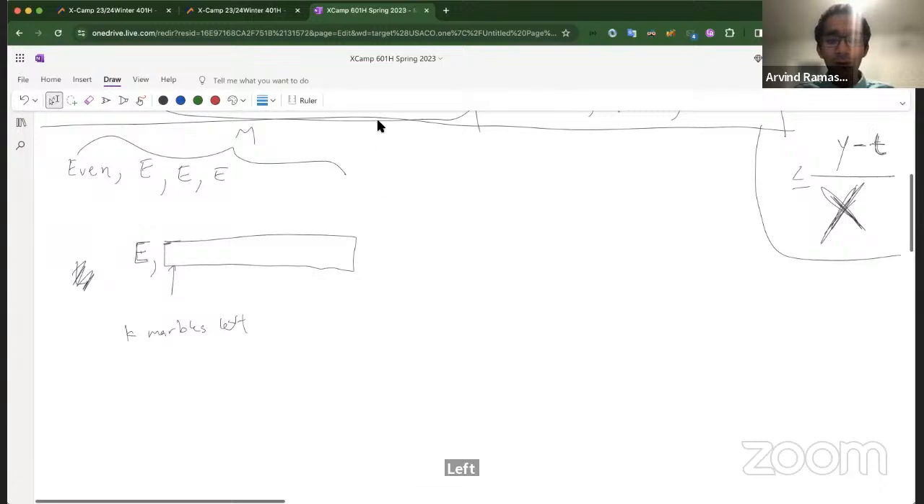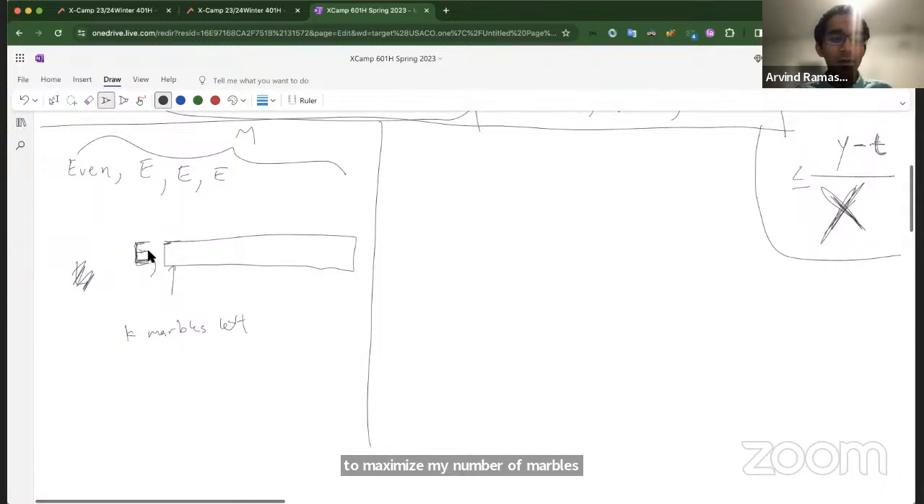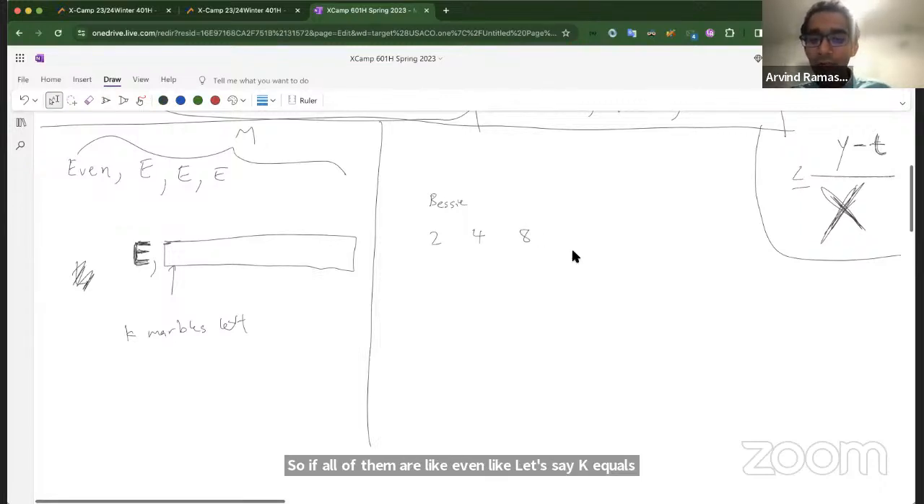So basically the optimal kind of play, if I want to maximize my number of marbles, will tell me whether or not to pick even. I should pick even if after I picked even, the number of marbles cannot drop to less than or equal to 0, right? So let's think about what's the optimal strategy. Let's say k equals 3, and all of them are even, like 2, 4, 8. Then you can maximize your marbles by guessing even.